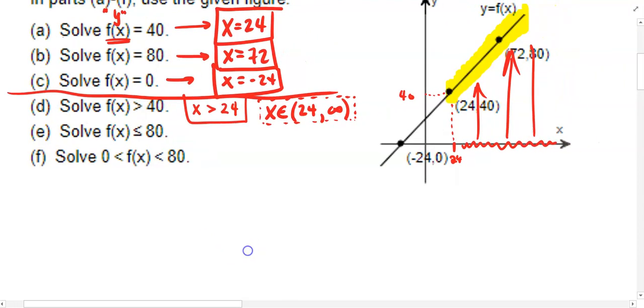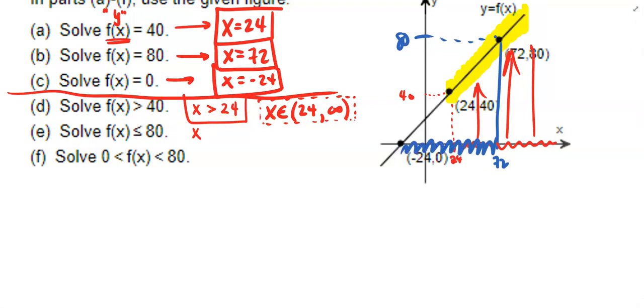For part E, when is the function less than or equal to 80? Well, I would say something like this. I think that the x values that are less than or equal to 72, I'll switch to a different color here, right? When x is equal to 72, we produced a y value that was equal to 80, and that's good. And then any x value that's less than that will produce a result that is less than or equal to 80. So make sure that we include the x value of 72 this time.